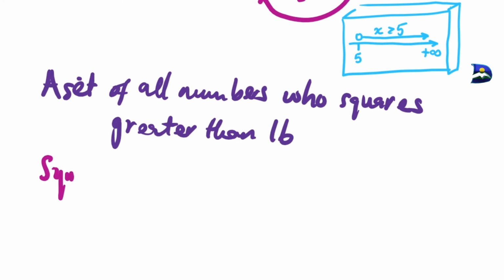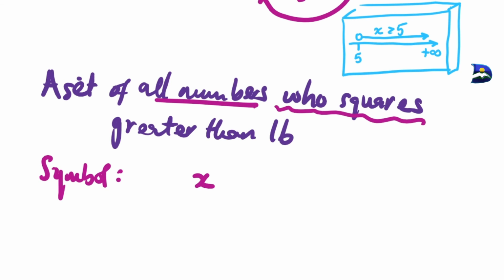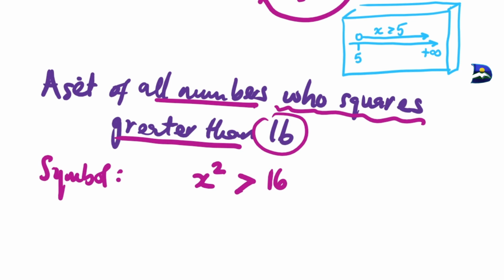To address the symbol representation, first we need to look at all numbers. So all numbers is represented as x, and it says here whose square, that means the square of that number, is greater than, in this case, 16. And so therefore we are able to express that set.